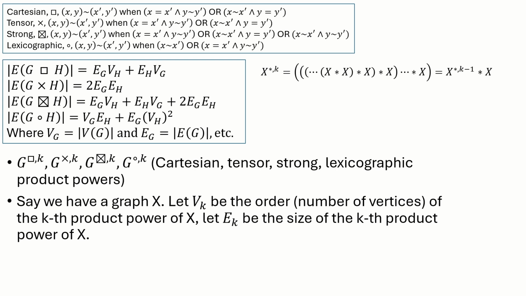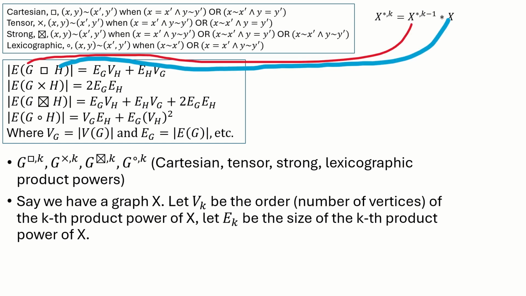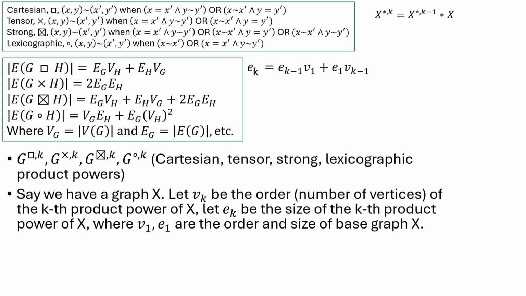Since we have associativity, we can choose to perform the operations from left to right without changing anything. So the kth product power of our so-called base graph equals the product of the k-1th product power with the base graph itself. Starting with the expression for the Cartesian product, we get the following recurrence relation, with v sub H replaced by v sub 1 and e sub H replaced by e sub 1, as the right graph in this case is simply the base graph, and v sub G is replaced by v sub k-1 and e sub G replaced by e sub k-1, as the left graph is the previous product power.